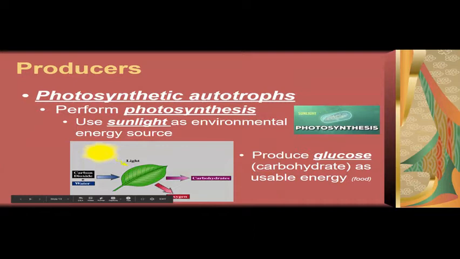There are 2 different ways that producers can actually do this. And that means that some of them are photosynthetic autotrophs. Photosynthetic autotrophs perform photosynthesis. And that's the process of using sunlight as an environmental energy source. And then from that, they're able to produce glucose, which is a carbohydrate. And that's what they use as their usable energy or their food. Most producers are photosynthetic autotrophs.